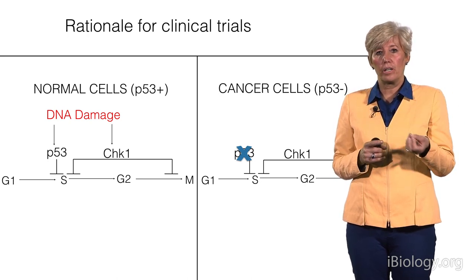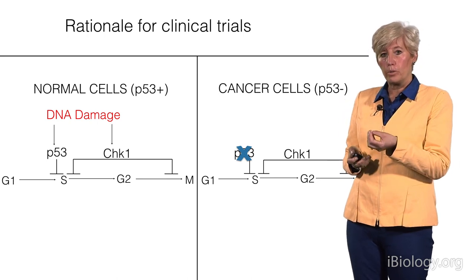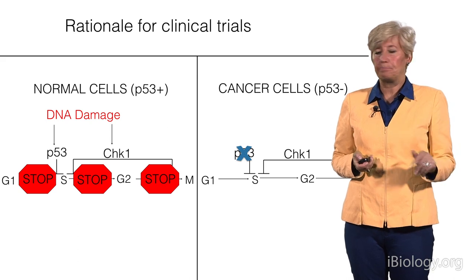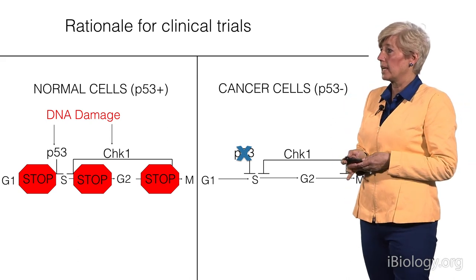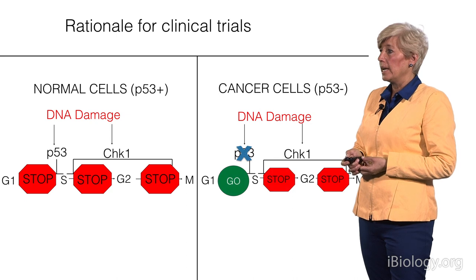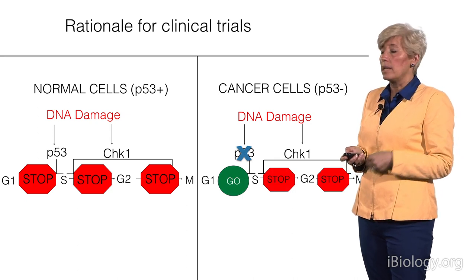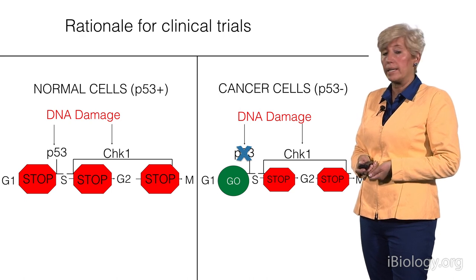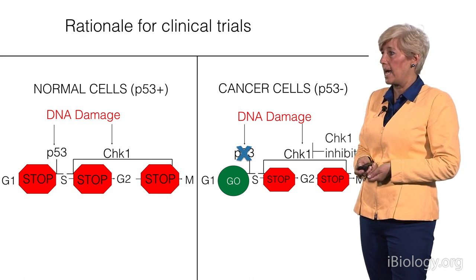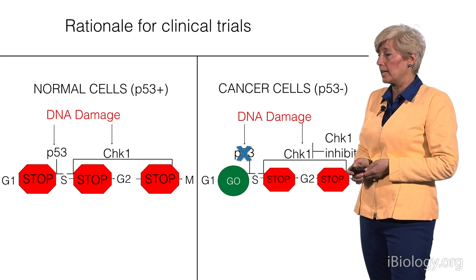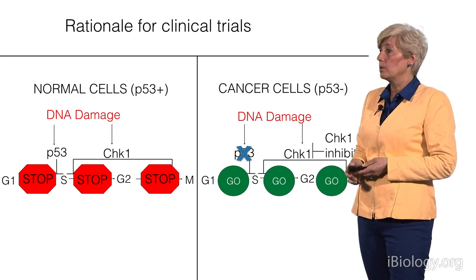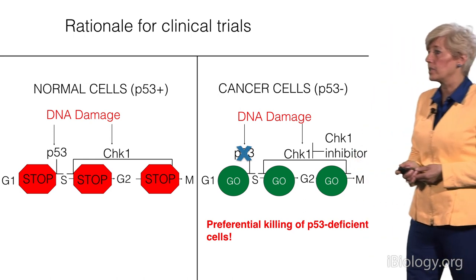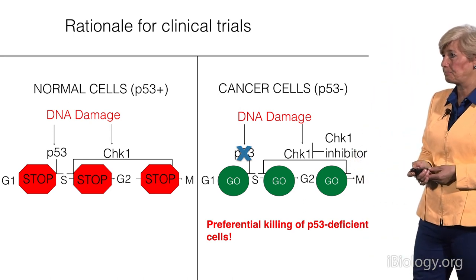So all of these chemotherapies in the clinic will induce DNA damage, and most cells of your body will respond by stopping. However, a cancer cell, like we mentioned, doesn't have P53, and so it's not going to be able to stop in G1. It will be able to stop in S and G2 because the CHK pathway is intact. But if we come in with a CHK inhibitor, now cells will blast through those checkpoints, and it's a way to preferentially kill P53 deficient cancer cells.